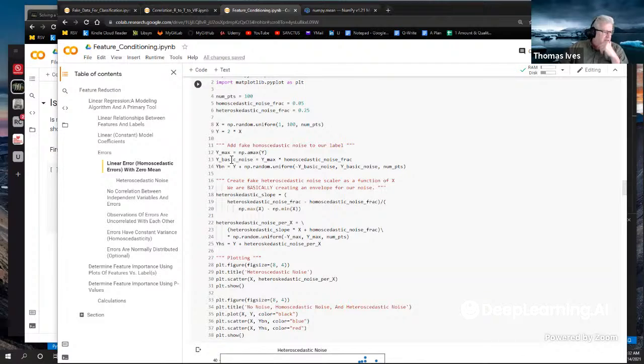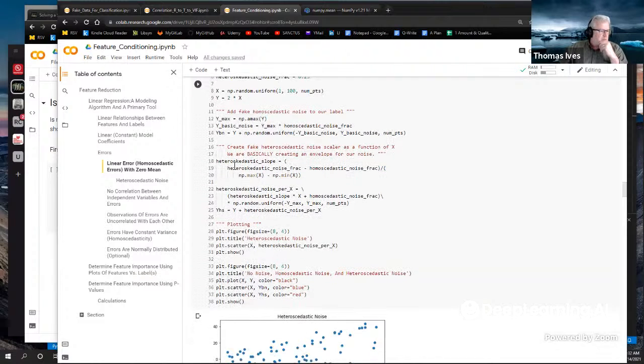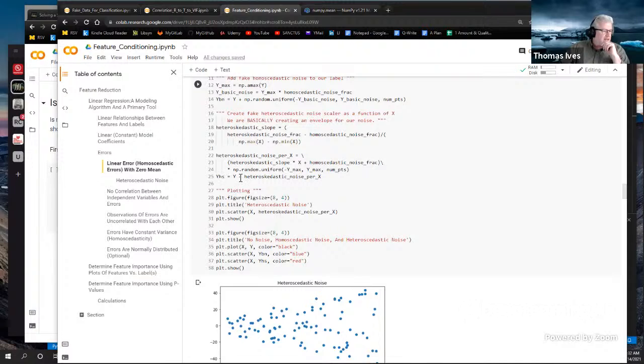So there's my Y max like I did before. Here's my basic noise for the homoscedastic noise fraction. And there's where I create that homoscedastic noise. Here, to get the heteroscedastic noise, I need to create an equation for it. This is just a line equation to control that envelope like we've done in the past. And then I make YHS, and basic noise and heteroscedastic noise, that's what those are for.